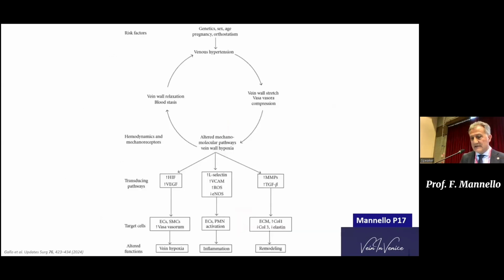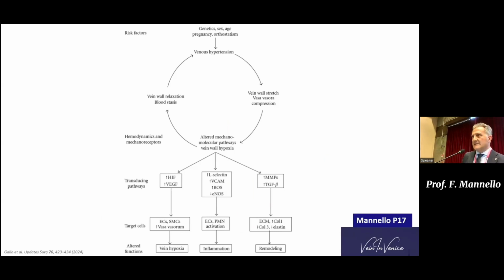Of course, there are several steps for the progression and evolution of chronic venous disease, from the evaluation of risk factors and the hemodynamic and mechanoreceptor mechanisms. This is important because the hemodynamic alteration may be involved, firstly, in hypertension of the venous system and the stretch and relaxation of the vessel wall.